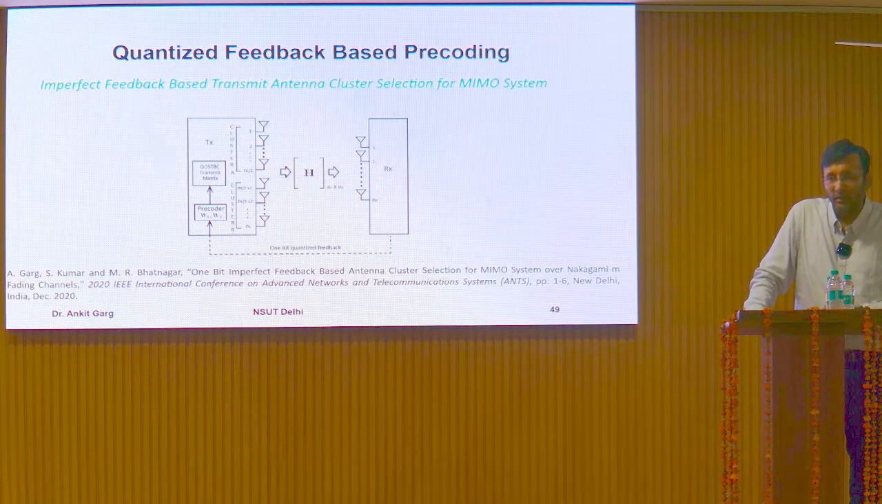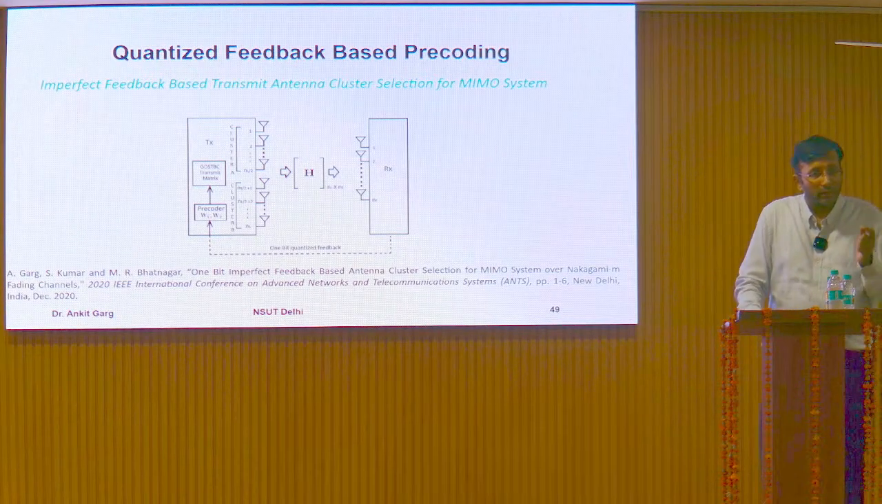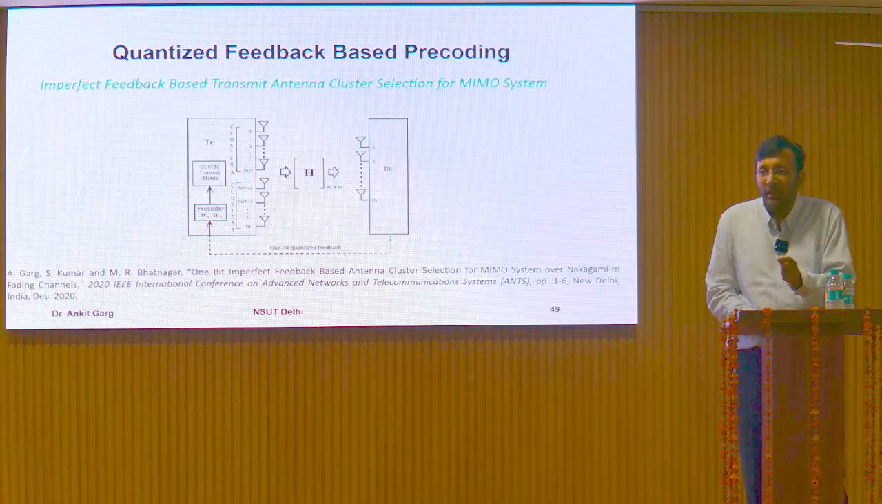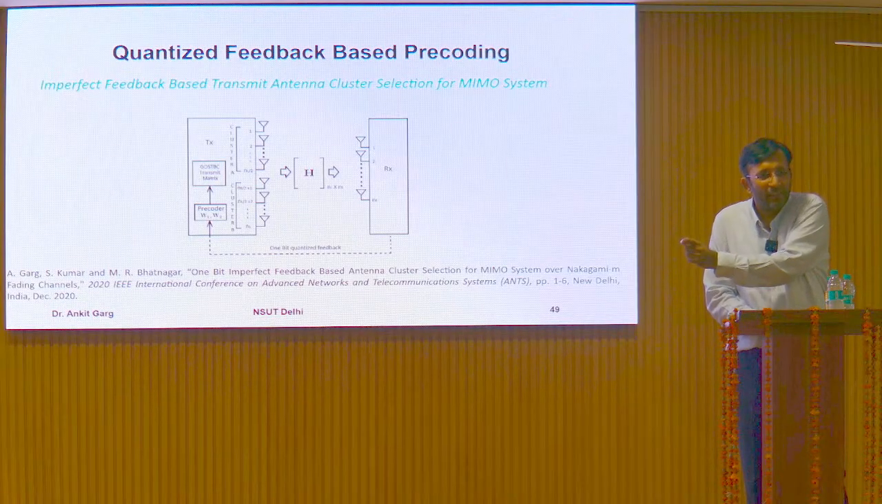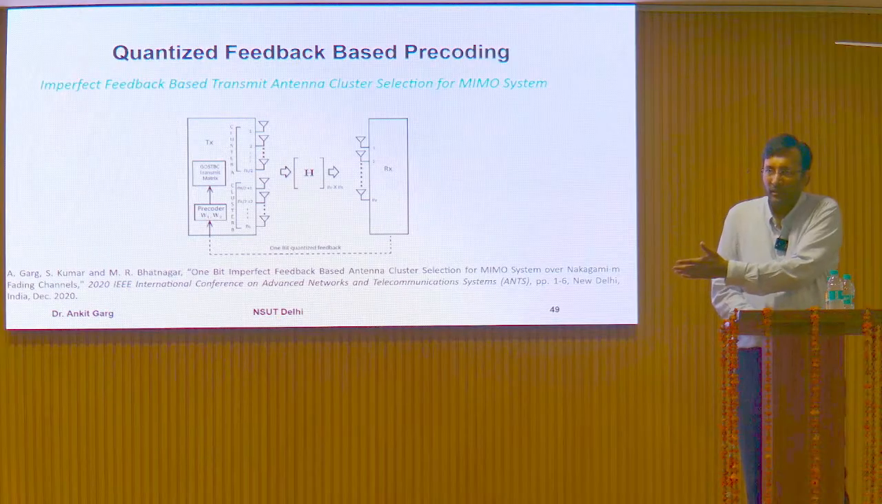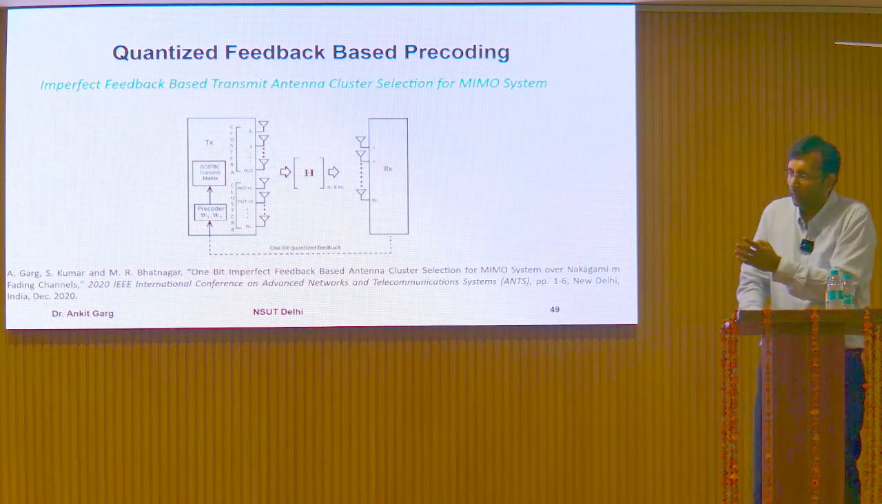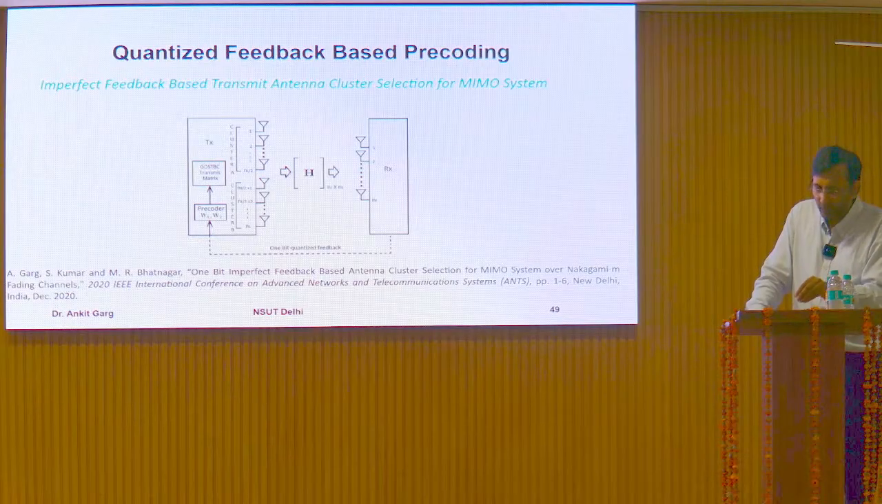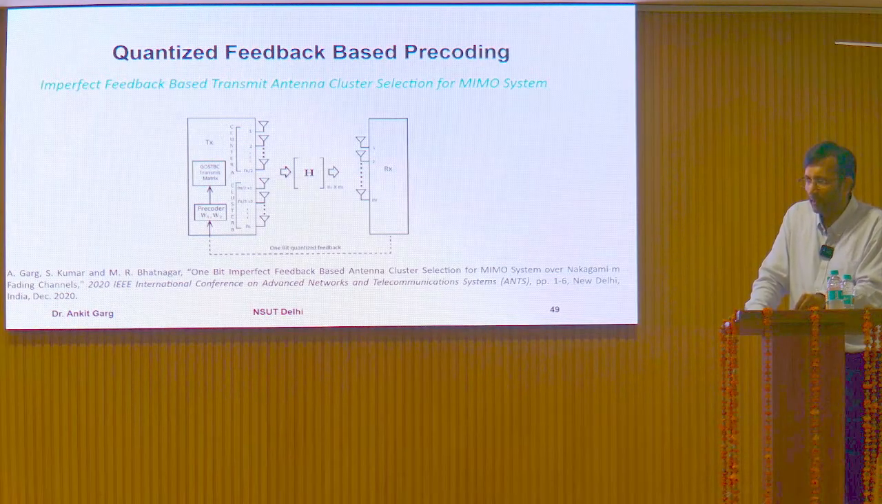Because this is a suboptimal scheme. It might be possible that the best antenna with the higher channel gain is in another cluster which we haven't chosen, right? For example, if we have 4 antennas and 2 antennas in a cluster, right, and the channel gain distribution is like 2, 3, right?